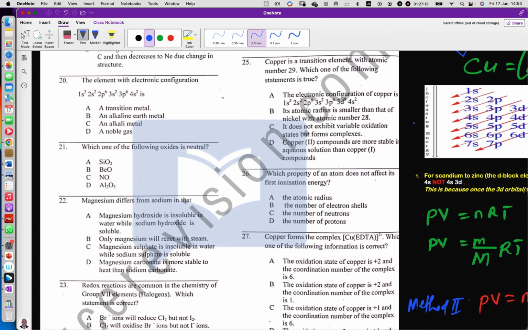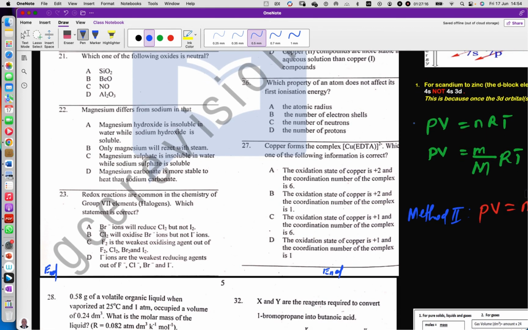It takes us to question number 26. Which property of an atom does not affect its first ionization energy? Remember that there are about 4 or 5 factors that affect the ionization energy of any atom. We have the distance from the nucleus to the outermost electrons. We have the screening, or what we call the shielding effect of the inner electrons, which protects the outer electron from the attraction of the nucleus. We have the nuclear charge and other ones.